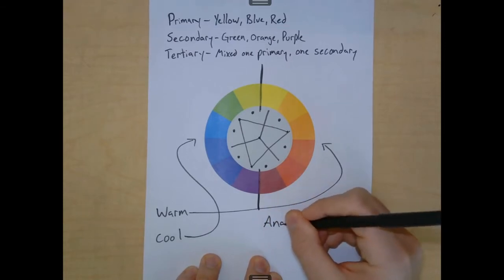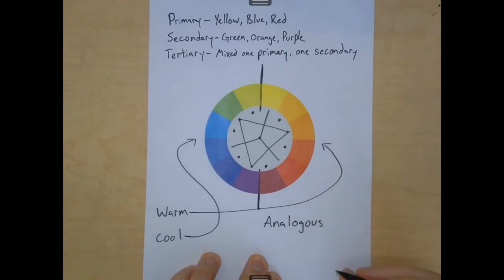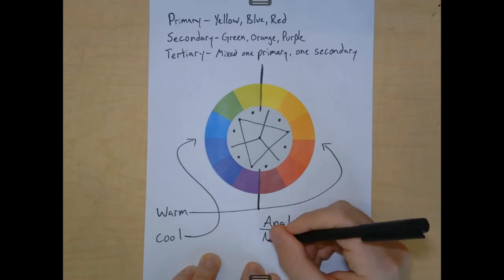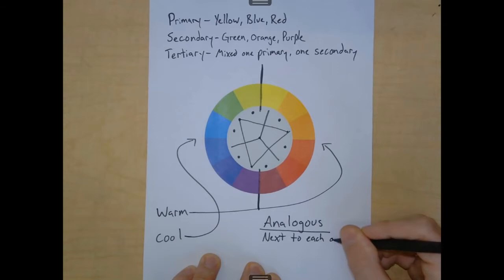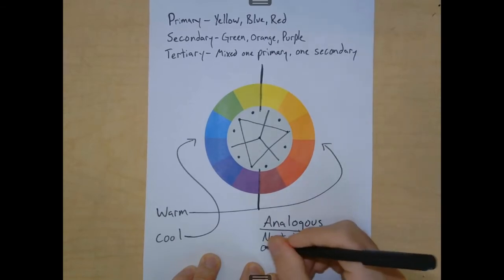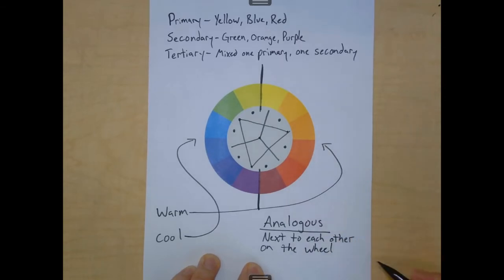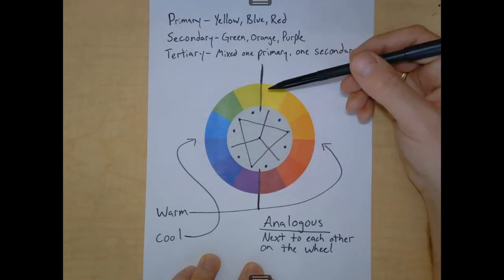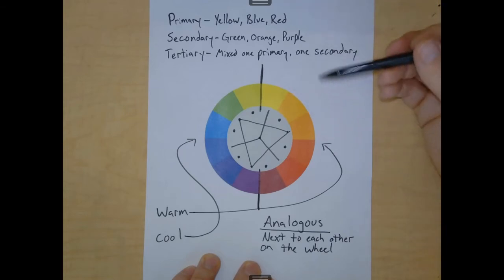Okay, the next ones we're going to talk about are analogous colors. A-N-A-L-O-G-O-U-S. Analogous colors are next to each other on the wheel. And it can be anywhere on the wheel. And usually it's 3 or more colors. But technically, if you went all the way around the wheel, you'd be next to each other. So it's usually between like 3 and 6 colors. Somewhere between them.